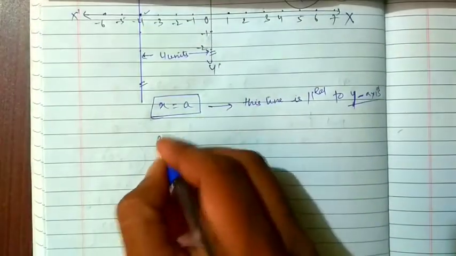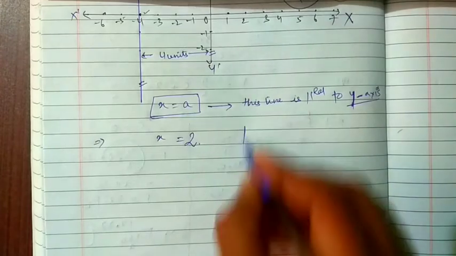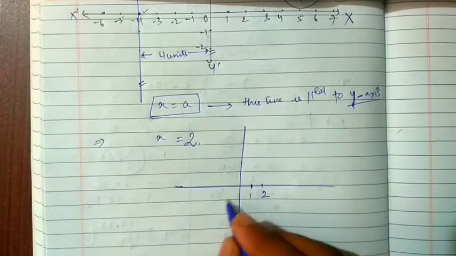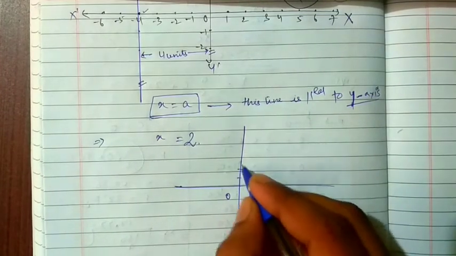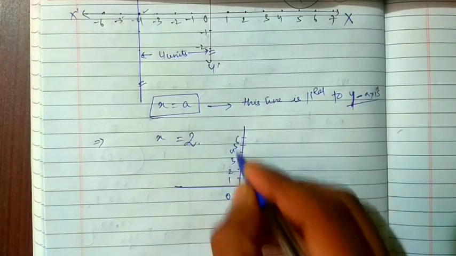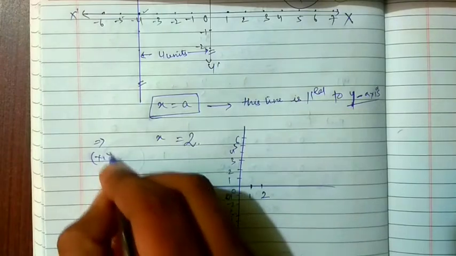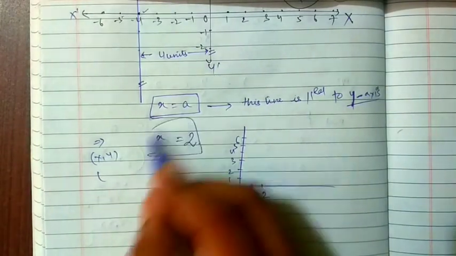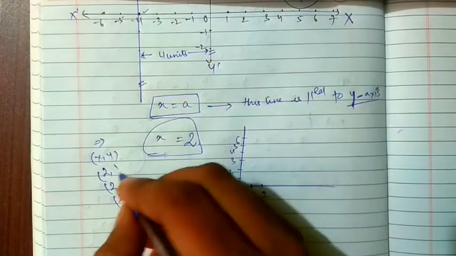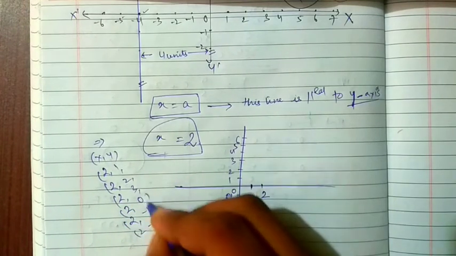If we have a second case, x is equal to 2, then what should we do? Here is the graph. This is 1, this is 2, this is x is equal to 2, and we are taking so many points when y varies differently, but x remains constant. x is equal to 2 means x is always 2, and y varies: 1, 2, 3, 0, minus 1, minus 2 and so on.